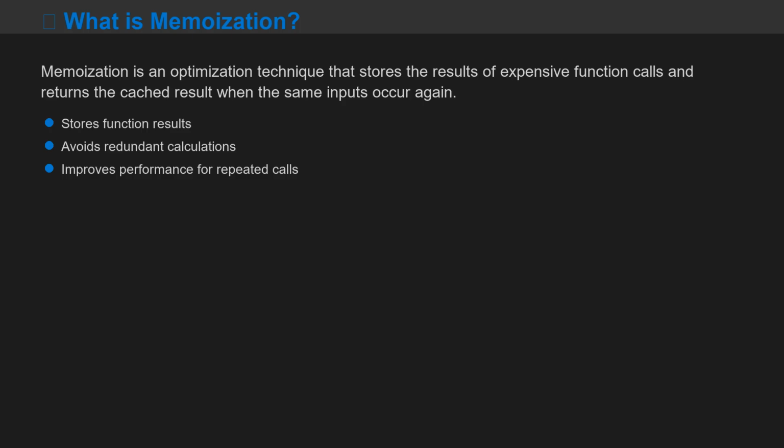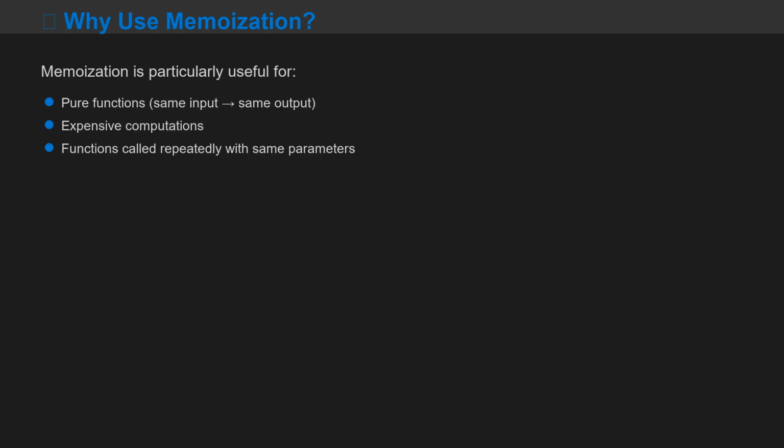So what exactly is memoization? Let me explain the concept. Memoization is an optimization technique where we store the results of expensive function calls. The key points to remember are: first, it stores function results; second, it avoids redundant calculations; and third, it improves performance for repeated calls. Now, why would you want to use memoization?